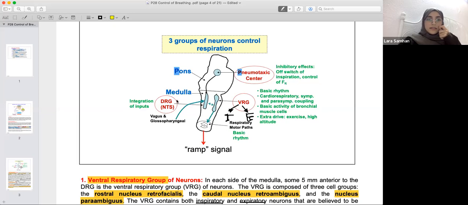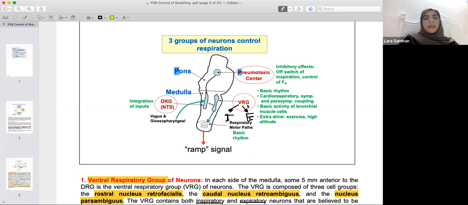Basically, in regard to the DRG, it helps in the integration of the input of whatever stimulus reaches the brain or the brainstem. For example, we want to breathe fast, we want to hyperventilate, we want to hypoventilate. For whatever stimulus that reaches the brainstem, the first thing to integrate it is the DRG, and after that, it will reach the VRG. There is intercommunication between the VRG and the DRG.